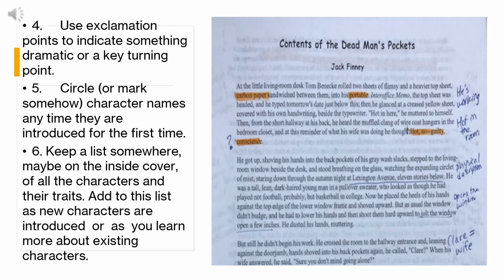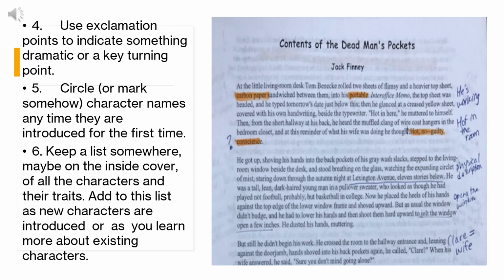Keep a list somewhere, maybe on the inside cover, of all the characters and their traits. Add to this list as new characters are introduced or as you learn more about existing characters. So you can write the names of the characters and their traits, so that you will no longer go back to the details in the text, but instead you just look at your annotation. So that's why you keep a list somewhere.